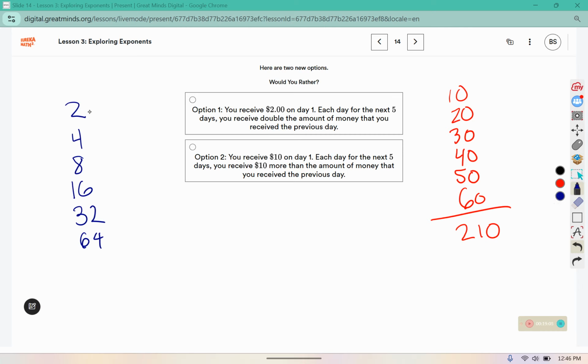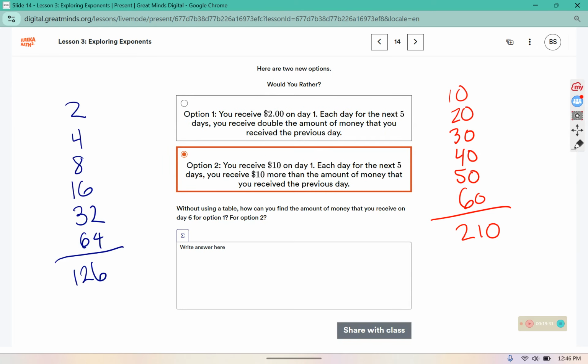Over here, 2 plus 4 is 6. 6 plus 8 is 14. 14 plus 16 is 30. 30 plus 32 would be 62. And 62 plus 64 would be 126. So when it's a short amount of time, option 2, where you receive more money each day, is better than doubling.